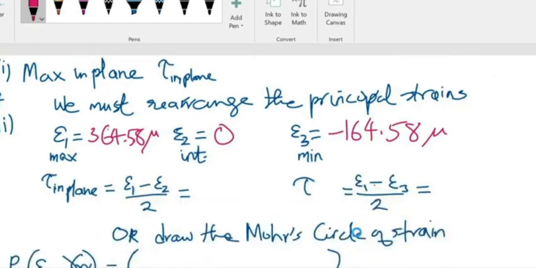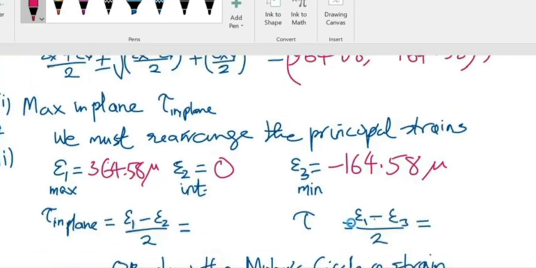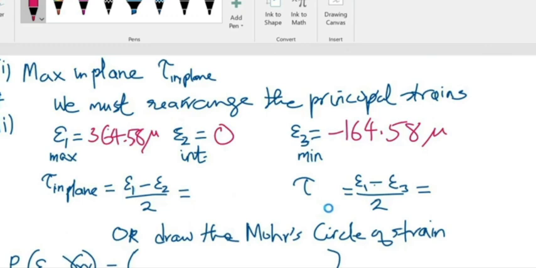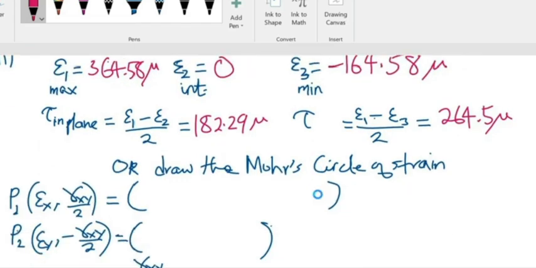So let's determine. We'll have several planes, 3 planes in essence, but let's see how we can determine them and then compare our answers with the Mohr circles of strain. So E1 minus E2, when you do that, you are going to have 182.29, the shear strain, and then this we are going to have 264.58 micron. So we can also compare these results.